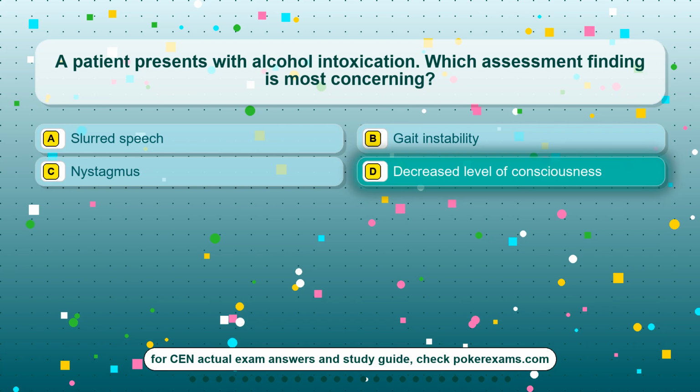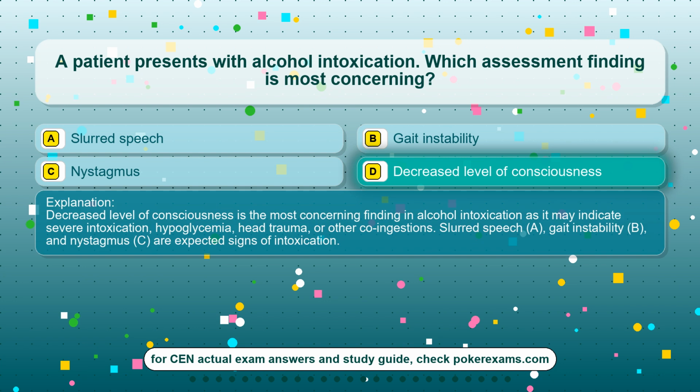The correct answer is option D. Decreased level of consciousness. Decreased level of consciousness is the most concerning finding in alcohol intoxication as it may indicate severe intoxication, hypoglycemia, head trauma, or other co-ingestions. Slurred speech, A, gait instability, B, and nystagmus, C, are expected signs of intoxication.